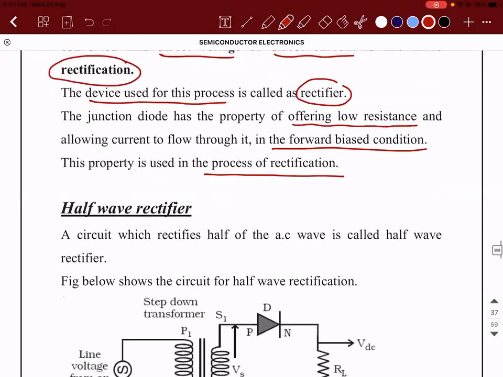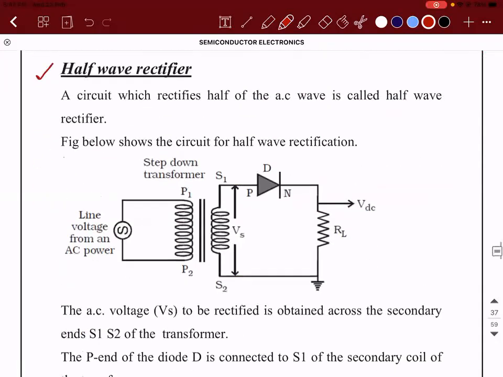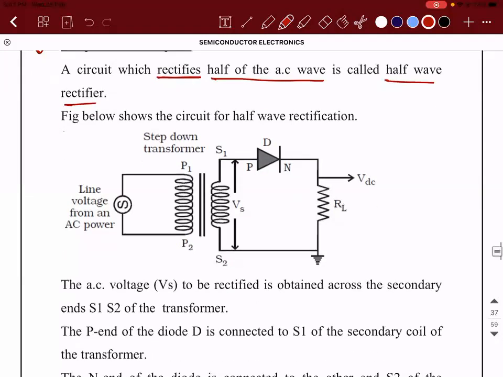Right. Now, basically, when you talk about a rectifier, there are two kinds of rectifiers. One is called a half wave, and the second is called a full wave rectifier. So, if you talk about a circuit which rectifies half of the AC wave, then you call that a half wave rectifier. For this, this is the circuit diagram.